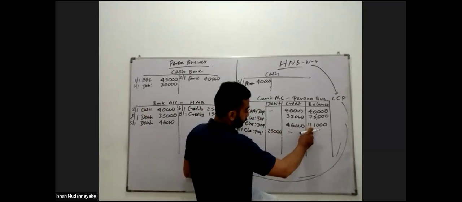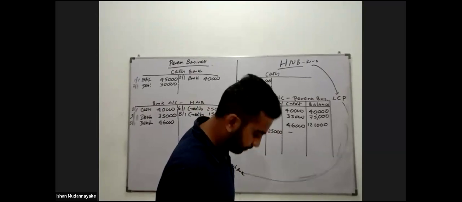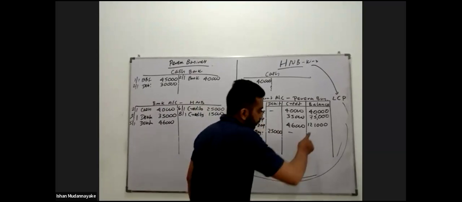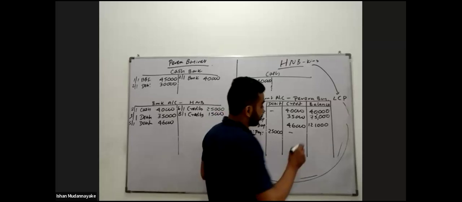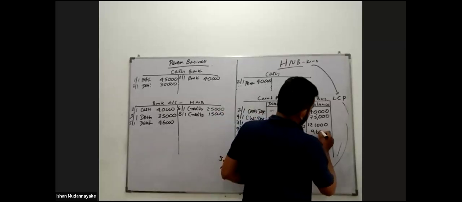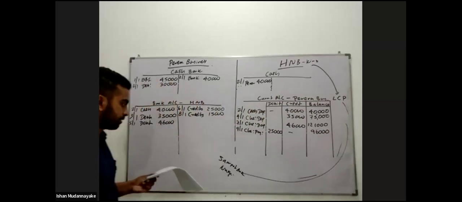Here, 121,000 minus 25,000. You need to record the balance amount. 121,000 minus 25,000. Balance amount is 96,000.